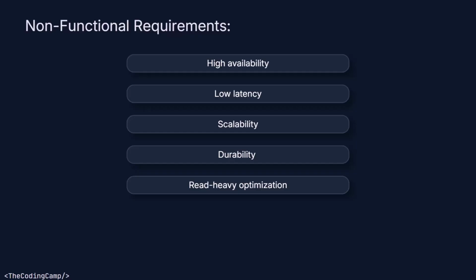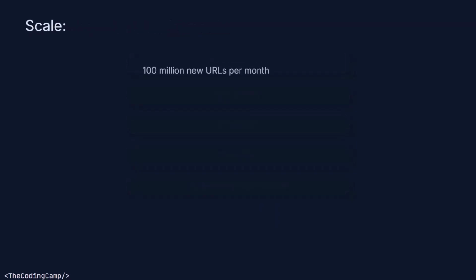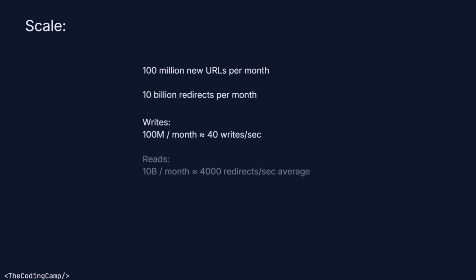Good. Continue. Let's estimate the scale. Assume 100 million new URLs per month and 10 billion redirects per month. That gives roughly 40 writes per second, which is very manageable, and 4,000 redirects per second. Peak traffic could be 10x. This is clearly a read-heavy system.